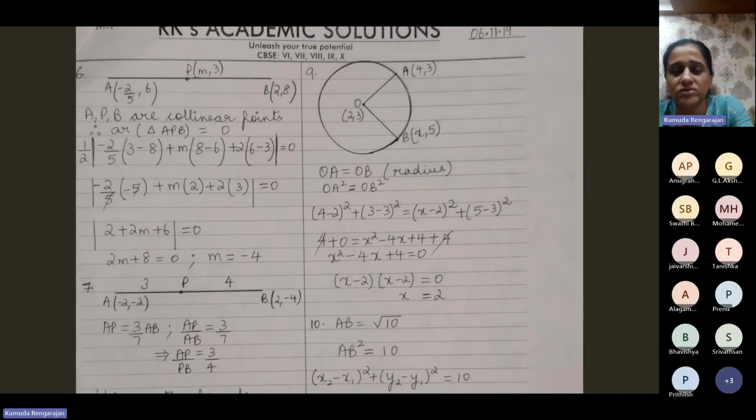Question number 9. This is what is given to us. We know the coordinates of the center and one point on the circle. A is one point of the circle, B is another point on the circle. B is given by x comma 5. We need to find the value of x. So what's the condition? OA is the radius, OB is also the radius. So OA square is equal to OB square. So use a distance formula on both the sides. You get a quadratic equation and solve. The value of x is 2.